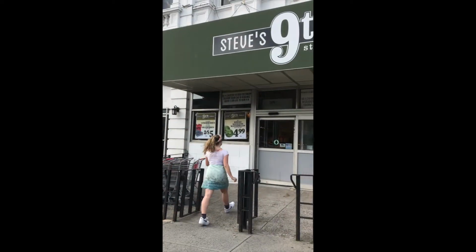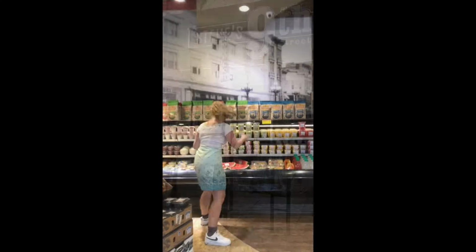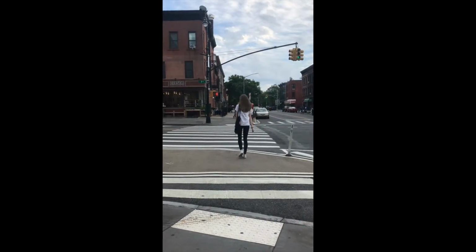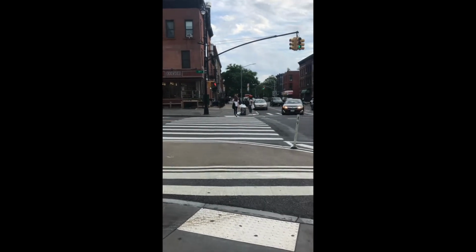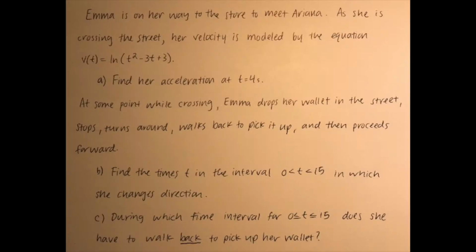Next, Ariana went to a supermarket to pick up some snacks for the party. She saw the watermelon, but she did not know how many to buy. Meanwhile, Emma was on her way to the market as well. Ariana had forgotten something super important. Emma is on her way to the store to meet Ariana.